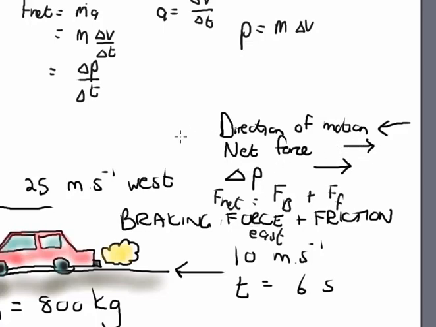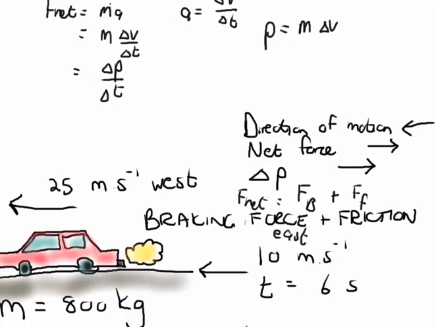And if I look at my formula, F net equals a change in P over the change in time, the change in time is always going to be positive. So if the net force direction is east, it must mean that the change in momentum must also be east. Just keep that in mind.